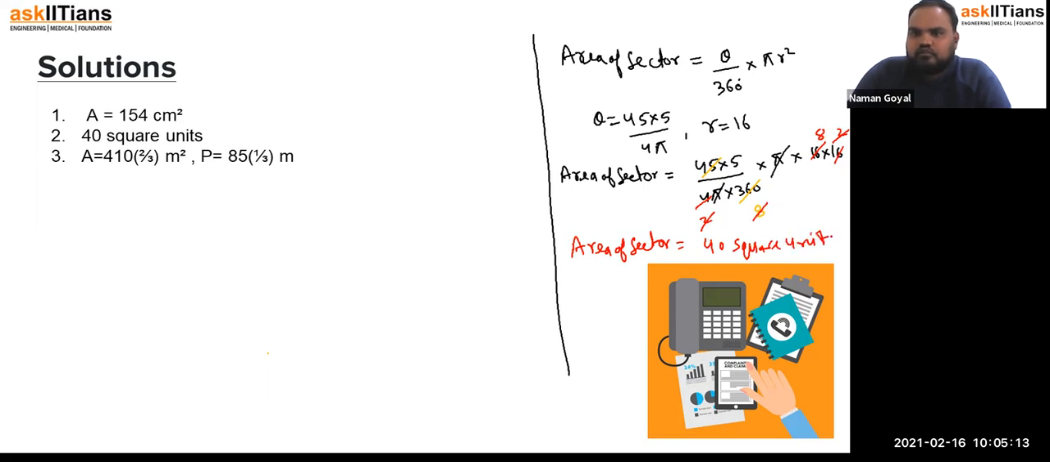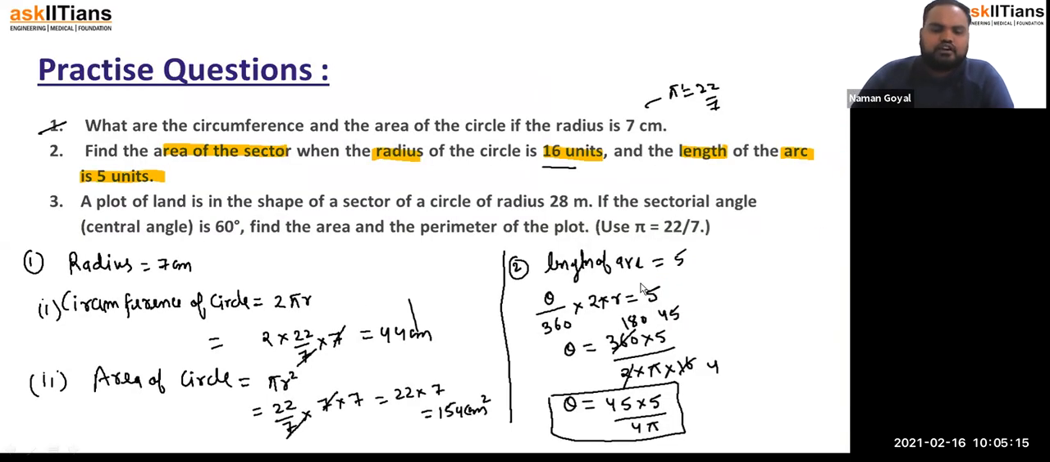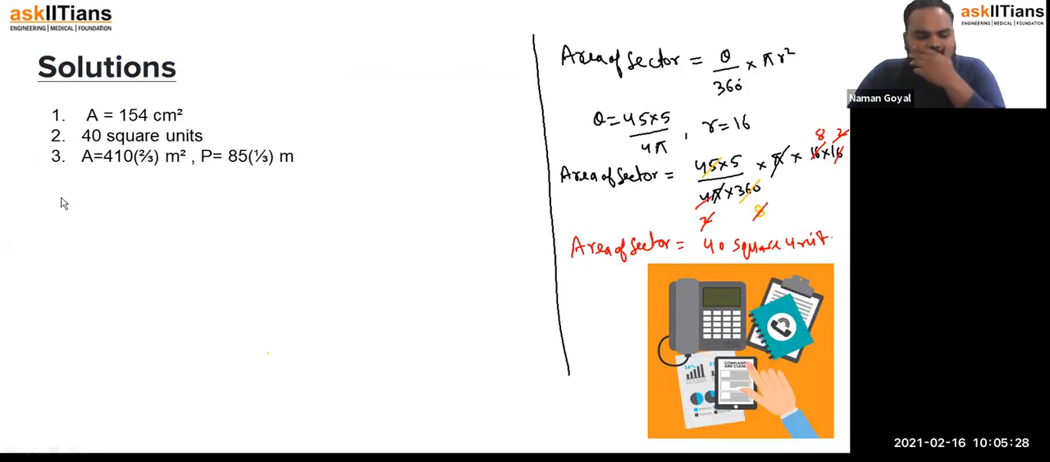So what answer did we get for the second one? 40 square units. If you see the answer given in the solutions, for the first we got the area as 154, the same, and the area of that sector is 40 square units. Is there any doubt? You will get the same answer.